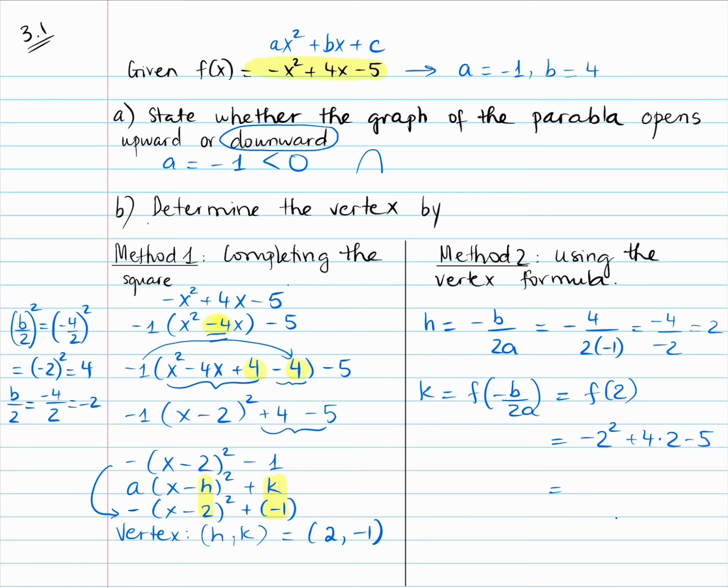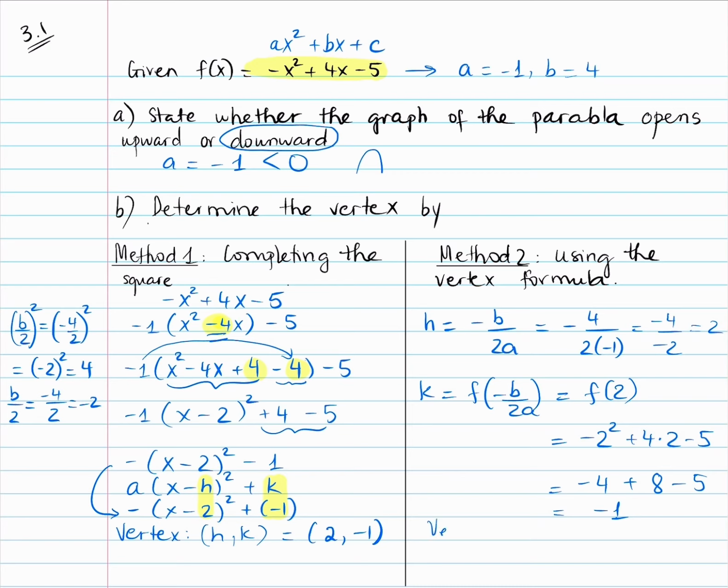Following the order of operations, we need to do exponents first. So perform 2 squared first and then apply the negative. So that's going to be -4. 4 times 2 is 8 minus 5. So that should be -4 plus 8 is +4. +4 minus 5, that's going to give us -1.